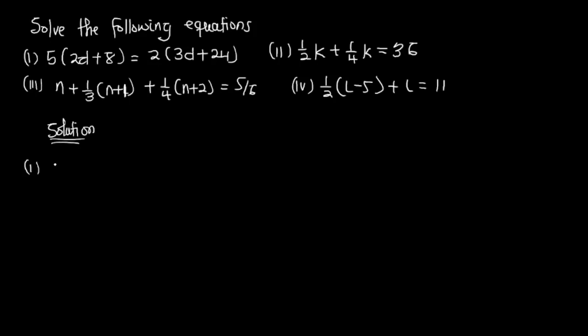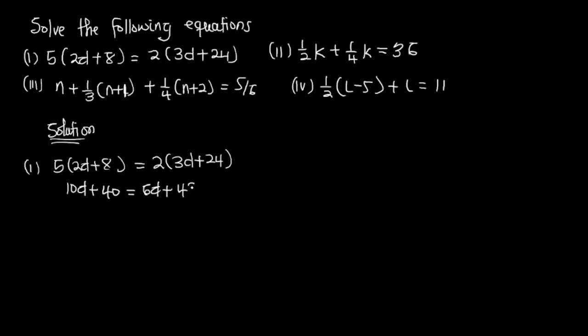So we have 5 outside bracket 2d plus 8 is equal to 2 outside bracket 3d plus 24. All right, so the first thing we need to do is to expand the brackets. So we use 5 to multiply the content of this bracket on the left hand side. So 5 multiplied by 2d will give me 10d, plus 5 multiplied by 8 will give me the value 40. Is equal to 2 multiplied by 3d will give me 6d, plus 2 multiplied by 24 will give me 48.